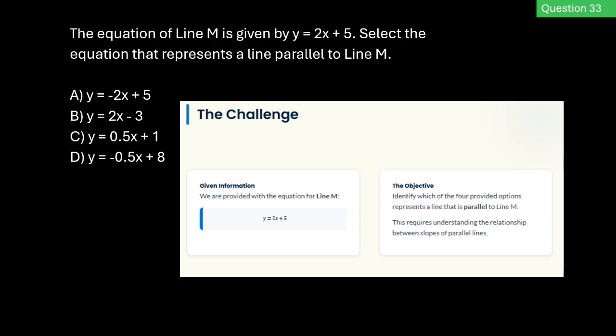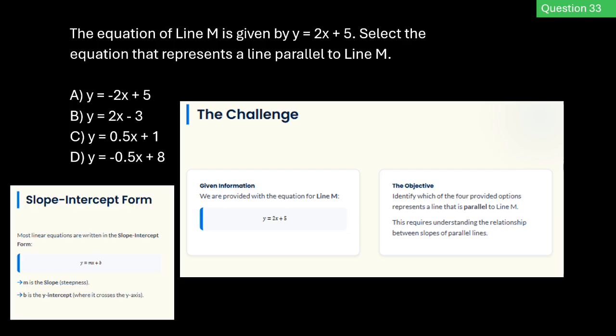Now let's talk about the algebraic rule that governs this path. The fundamental rule for parallel lines is straightforward. They share the exact same slope. For two lines to travel through a coordinate plane without ever getting closer together or drifting further apart, they must have identical steepness. So let's look at the baseline equation we're handed in question 33 for line M.